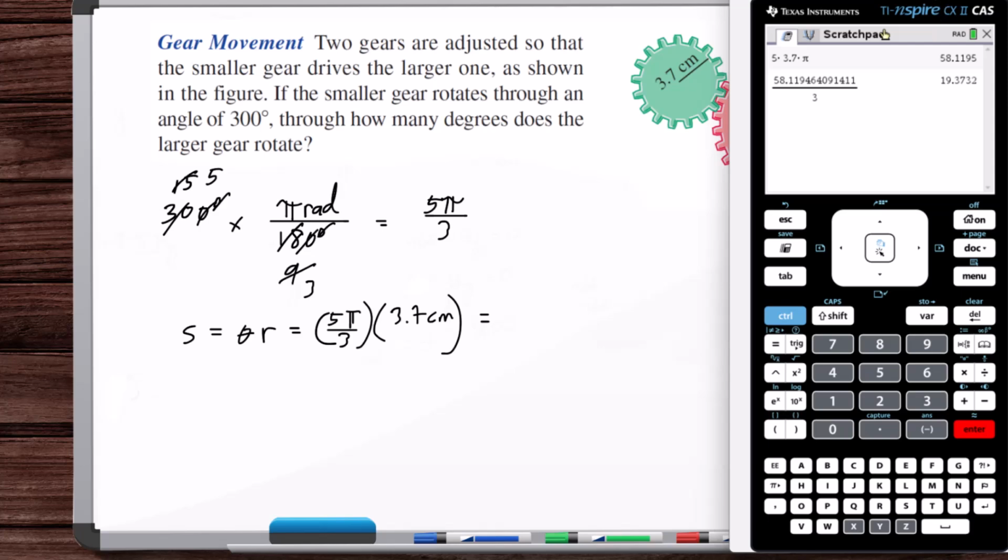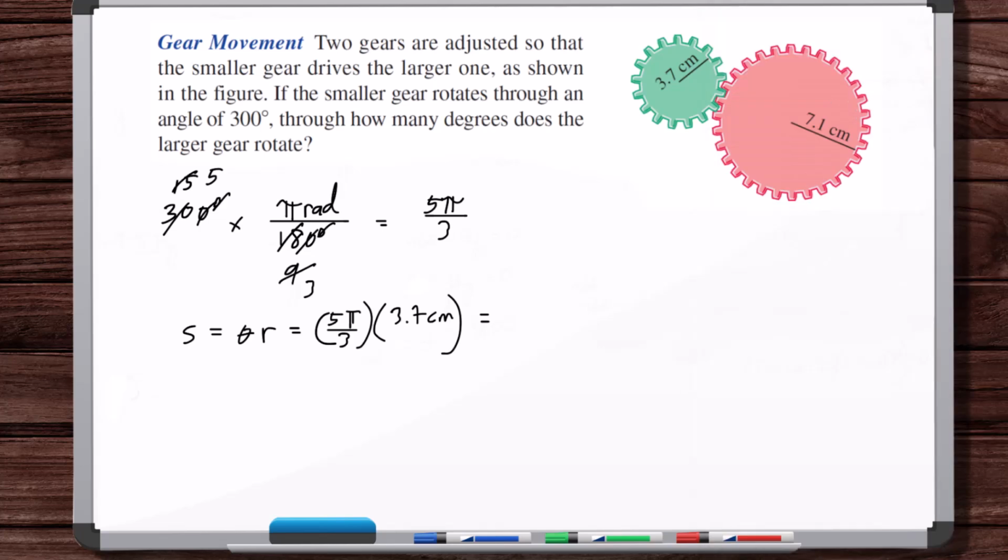19 point, let's carry all the decimals. 19.3732. Let's carry as much accuracy as we can into the final answer. 19.3732 centimeters. So that means the circumference of this gear is going to rotate that same amount. So how many degrees is that? Well, let's take the arc length formula and do theta is equal to S divided by R. The S's are going to be the same, but the R is going to be different.